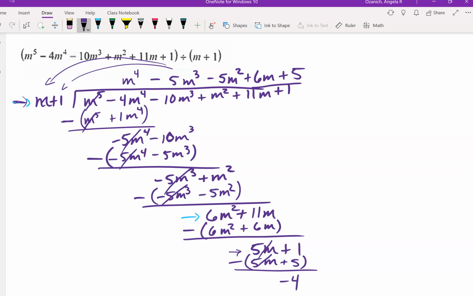So the answer to your division problem is actually going to be m to the 4th minus 5m cubed minus 5m squared plus 6m plus 5 with a remainder of 4, which you would write as a fraction over your divisor. Just like that. Crazy, crazy, crazy.